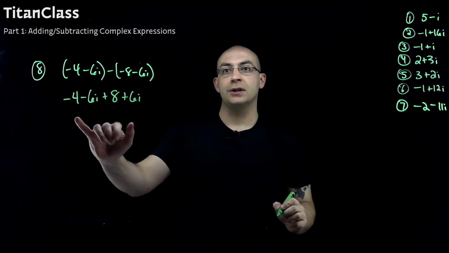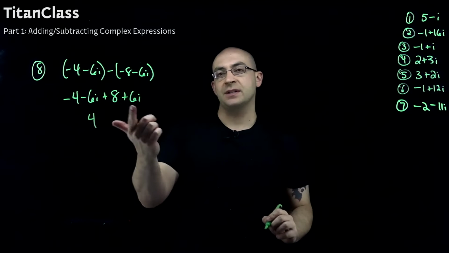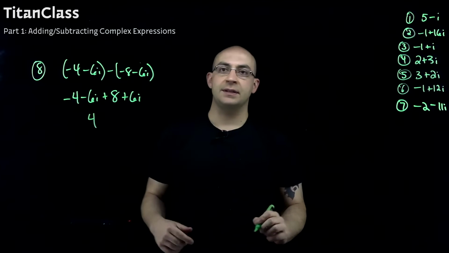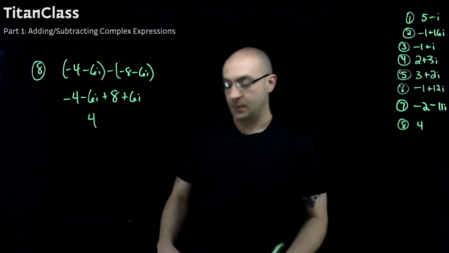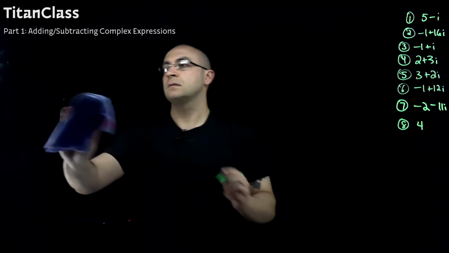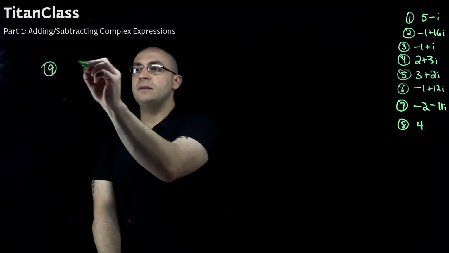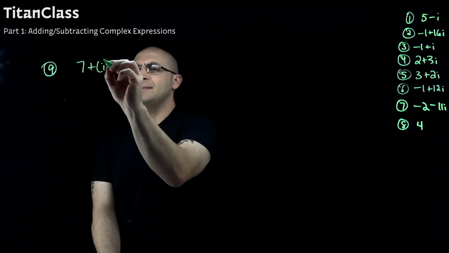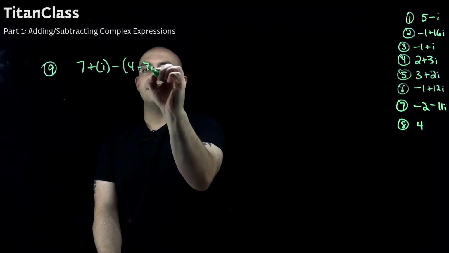Now we can combine like terms. Negative 4 plus 8 is 4. But take a look at what happens with the 6i's. Negative 6i plus 6i is 0. So the answer to number 8 is just 4. Number 9. 7 plus i, and that's in parentheses, minus 4 minus 7i.